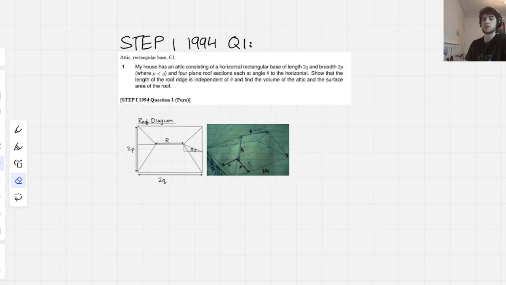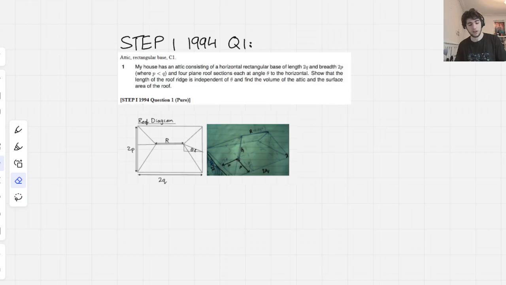Okay, actually, let's just pause there and make sure that we understand what's going on here. So effectively, we have our roof or our attic looking like these diagrams. The diagram on the right I plucked from the student room, but the diagram on the left was my attempt at drawing it. I'd say definitely have a look at the right one first, because that's probably a lot easier to visualize the situation with.